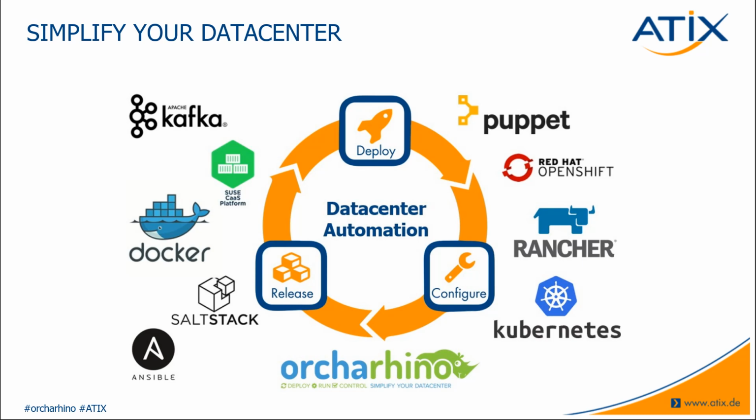We also support customers in running their container infrastructures, for example, Apache Kafka, SUSE Cars, Docker, Red Hat OpenShift, Rancher, or also Kubernetes. But we also assist customers in running configuration management tools in general, mainly Puppet, Ansible, and SaltStack. But today our main point will be Orcharhino.